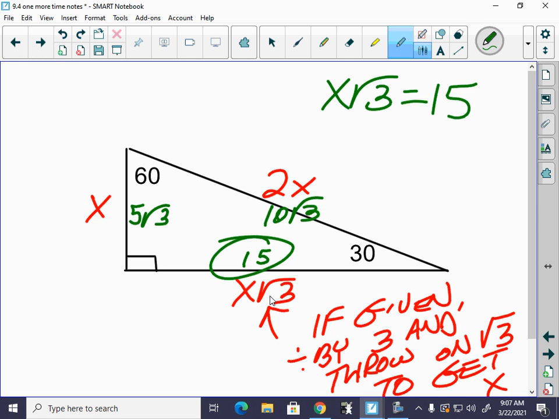Okay, so on every problem on the front, I've done that. Across from 30 is x, across from 90 is 2x. You don't have to memorize it. Just have your chart out and label.